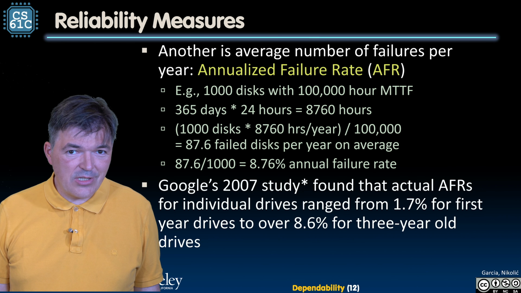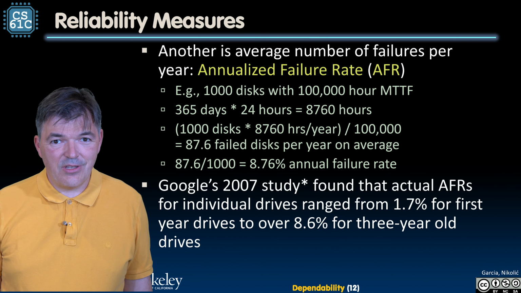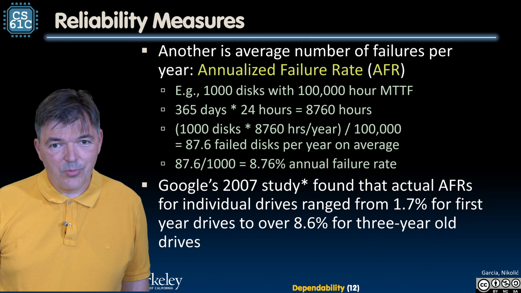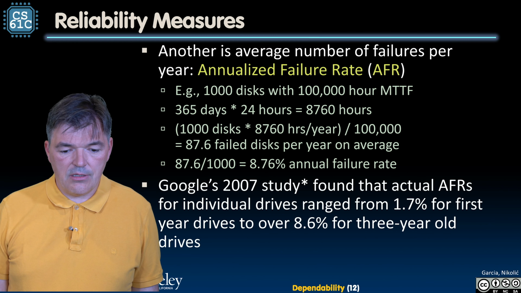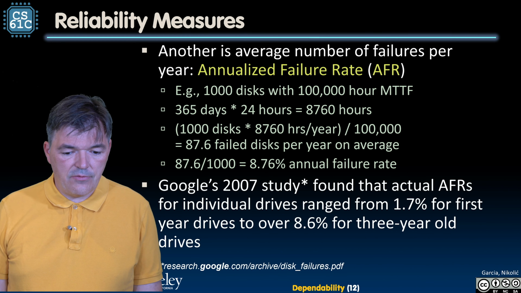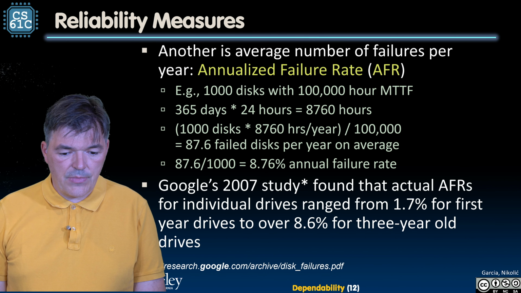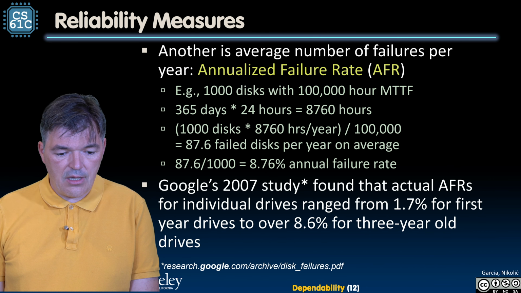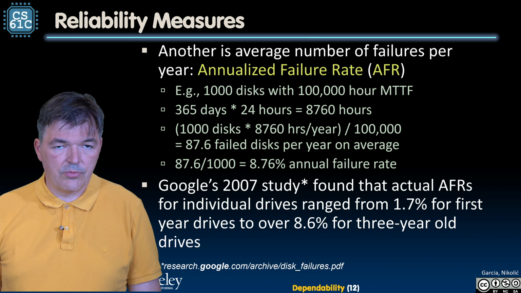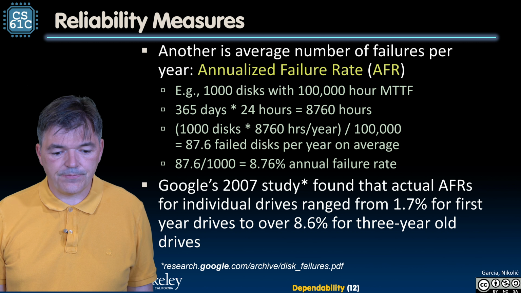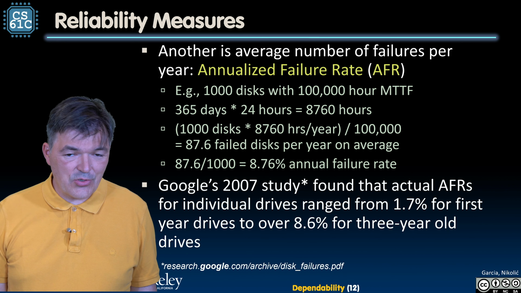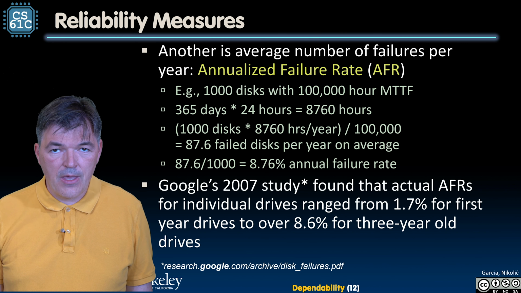That's not that crazy. That number actually is close to what we see in practice. Google published a study in 2007 that found that the actual AFRs of individual drives range from 1.7% in the first year, and as they age to go to 8.6% over 3-year-old drives. Kind of interesting thing to see.